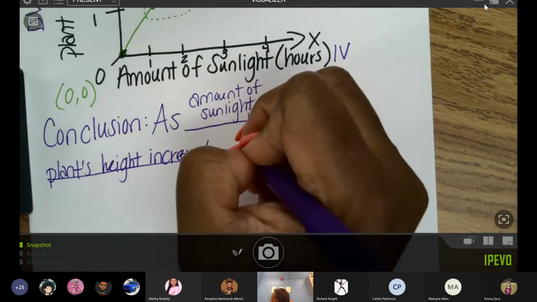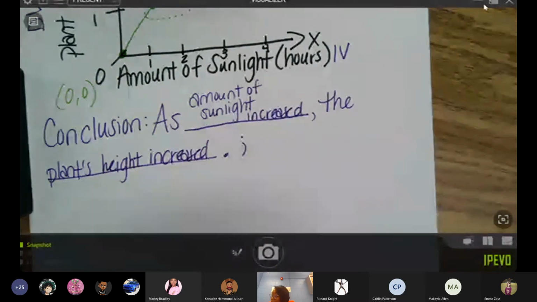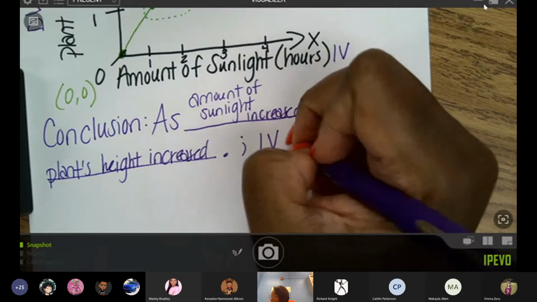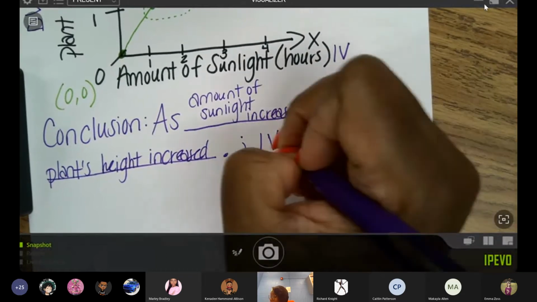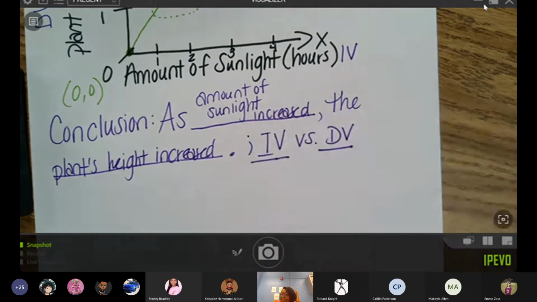This is where we talk about the conclusion. The job of that conclusion is to tell us the relationship between that IV and DV. How did that IV help that DV to change? Go ahead and write that down, please.